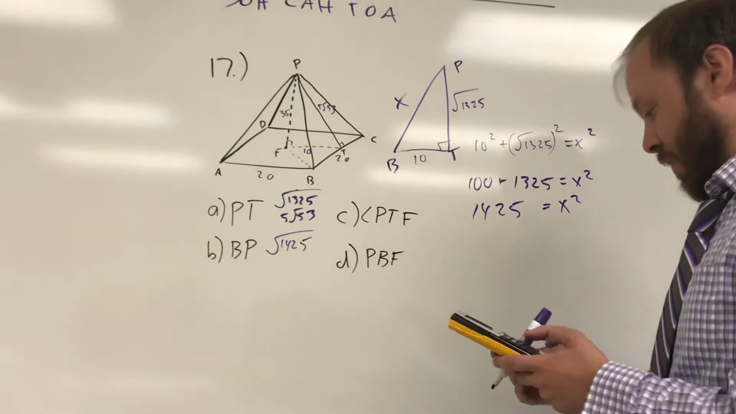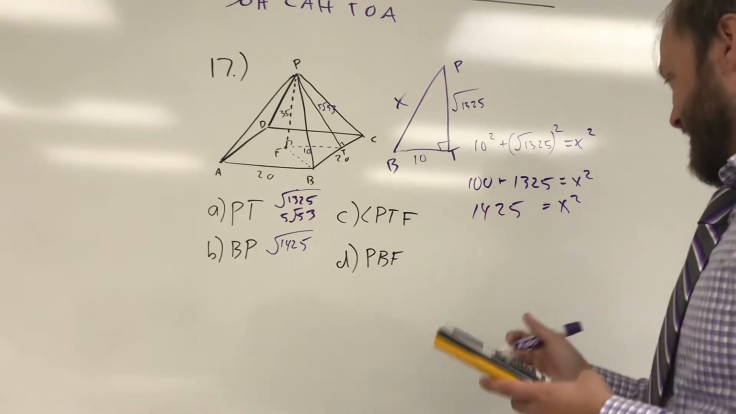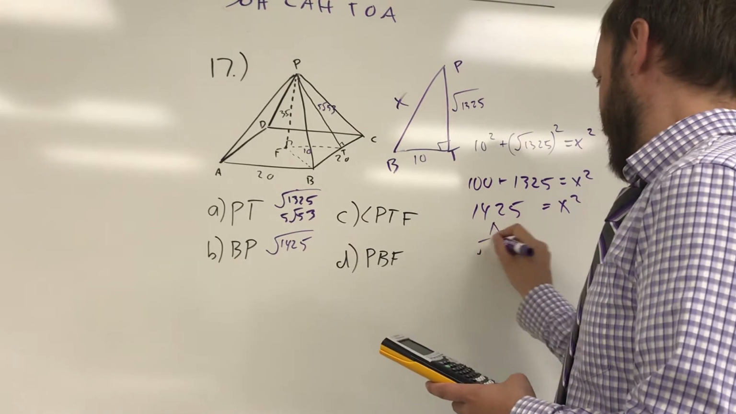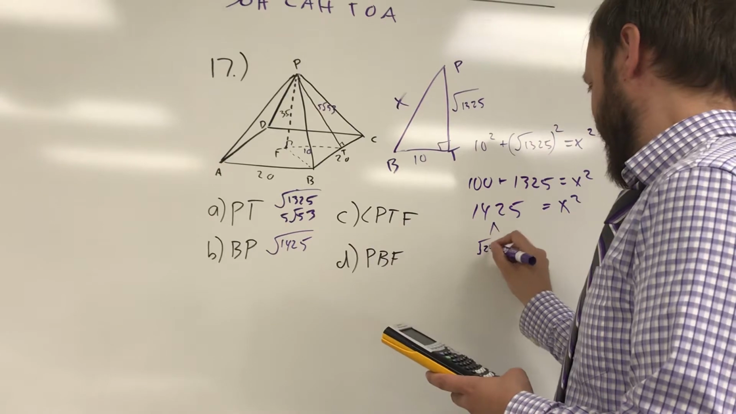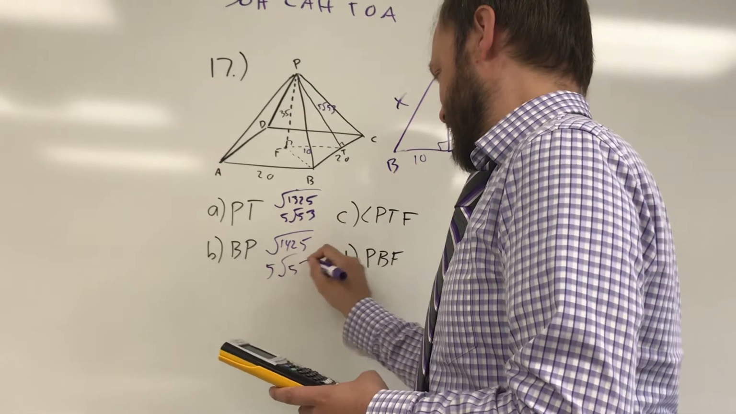That is not a perfect square. 25 goes into 1425 57 times. So you can break that down into radical 25 times radical 57. So you could write that as 5 radical 57. Probably be the best way to write that.